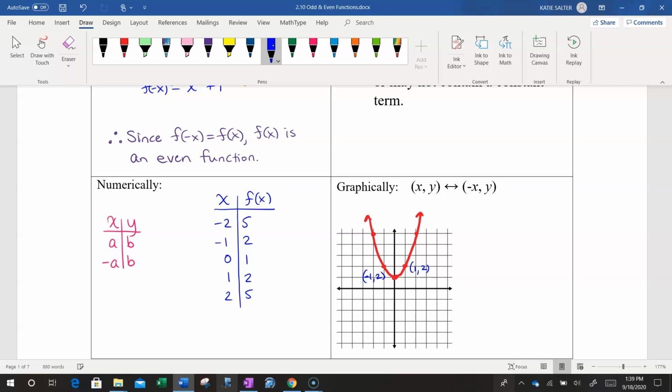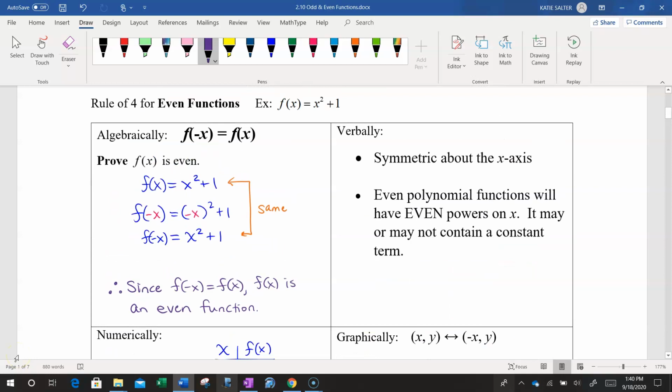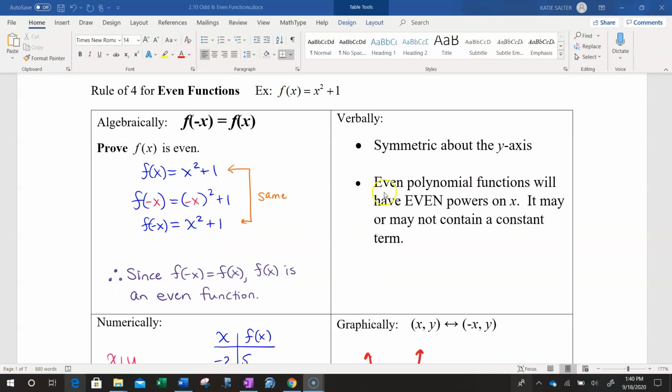So really the piece we're looking for when we look at it graphically is the fact that it's symmetric about the y-axis. And then verbally is just some of these things that we have discussed. It's symmetric about the, that should say y-axis. Guys, make sure you fix that in your notes. It's really important. That was a typo right there.